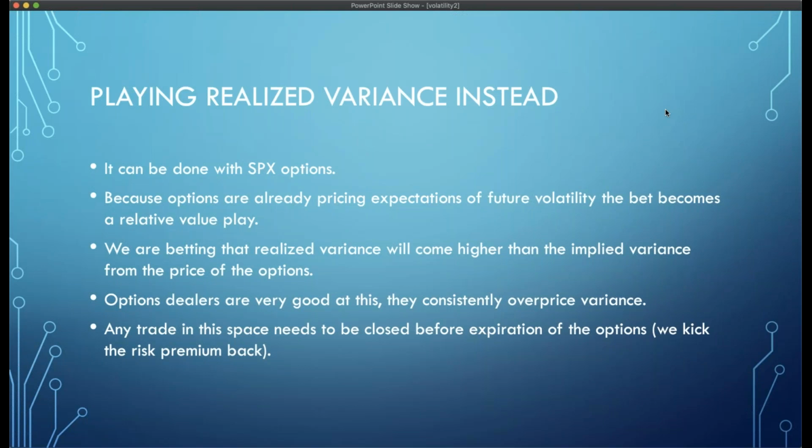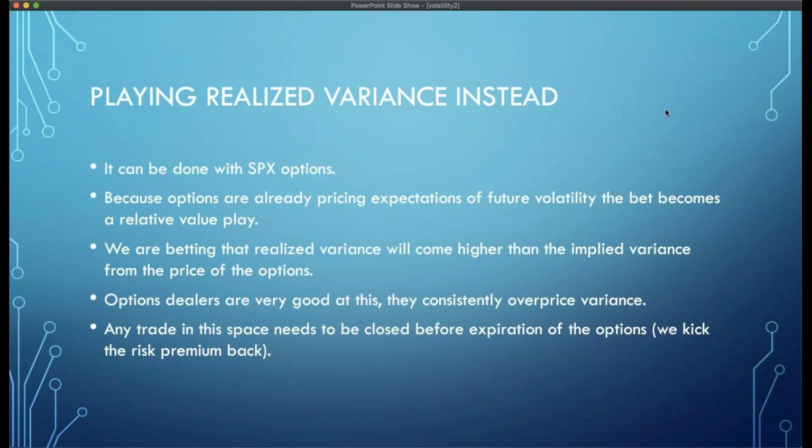Remember that options already contain, in the price you're paying for them, expectations of future volatility. Because options already contain the expectations of the future, whatever we do with them is a relative value play. And what is a relative value play? A relative value play is not a bet that the volatility will be 20% or that it will be 40. We are playing on the difference between the realized volatility that happened and the implied volatility that we are paying for. So any options trade is a relative value play.